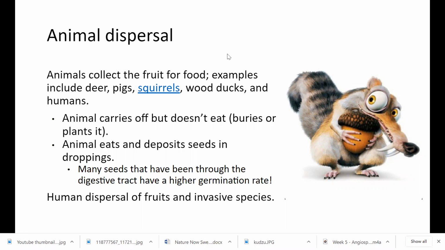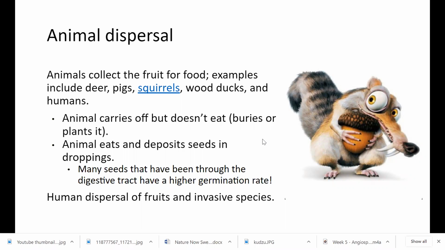So you might think to yourself, well, if the animal eats the fruit, then it's gone and not really very useful. But a lot of animals like squirrels will carry them off and not eat. So they'll cache it. So they might bury it, which ends up sort of inadvertently planting it. Or you can have animals that eat and deposit seeds in the droppings, right? So in the example of Callicarpa americana that is in my yard, the one that's volunteered, probably was a bird eating the seeds off my bush and then pooping them out elsewhere. There's actually some evidence that some seeds have a higher germination rate if they go through the digestive tract of an animal or a bird.